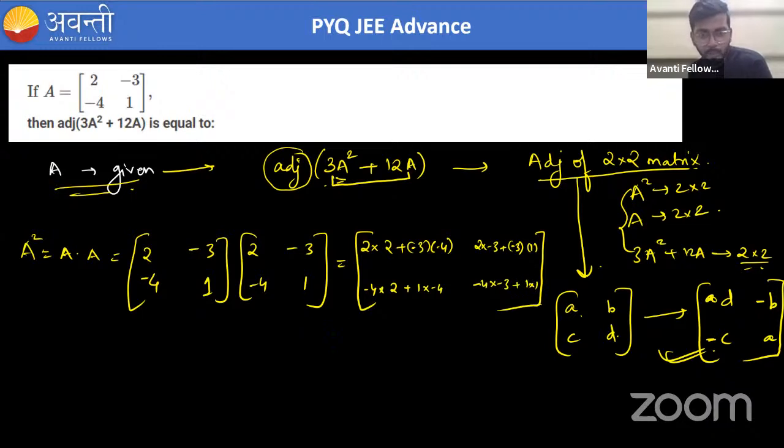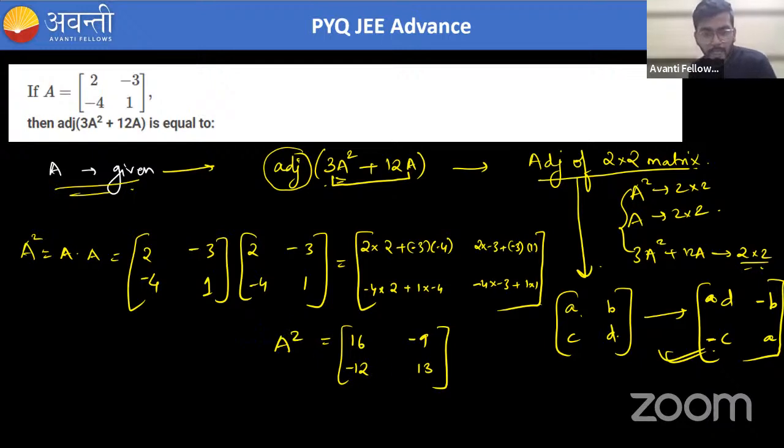So our A square matrix will become what? 2 plus 2, 4, 4 plus 12, 16. Then 2 into minus 3 is minus 6, minus 3, minus 9. Here minus 8, minus 4, minus 12. Here you will get 12 plus 1, 13. So this is our A square matrix: 16, minus 9, minus 12, 13.